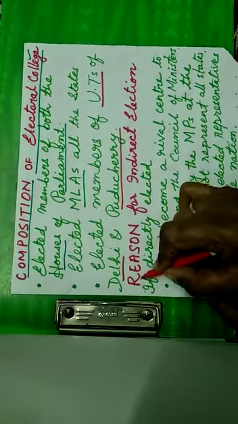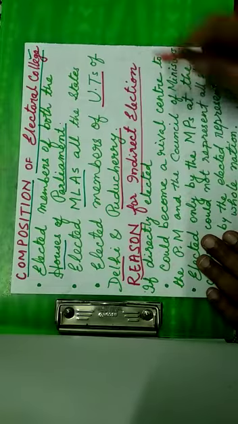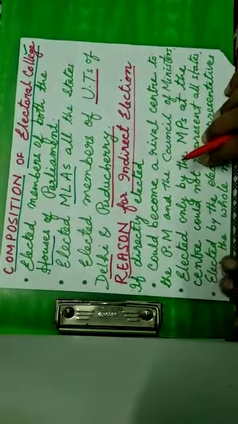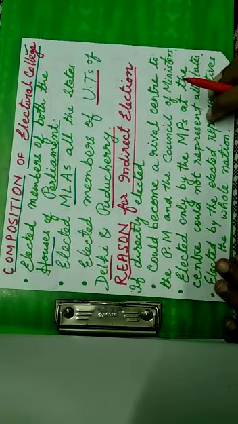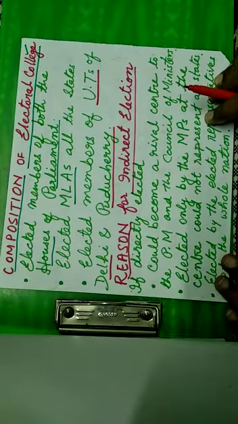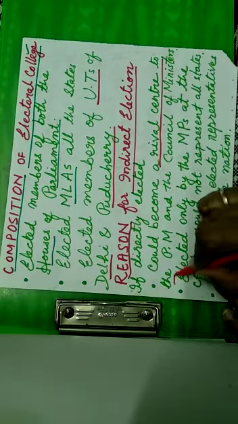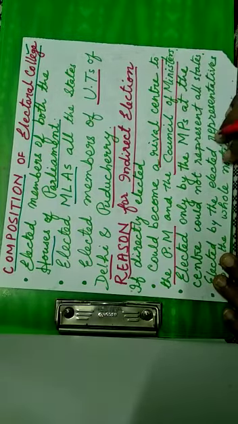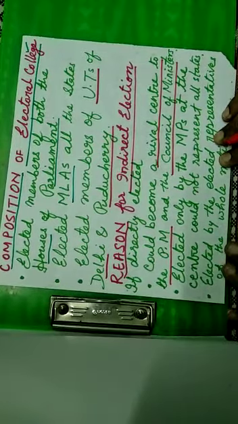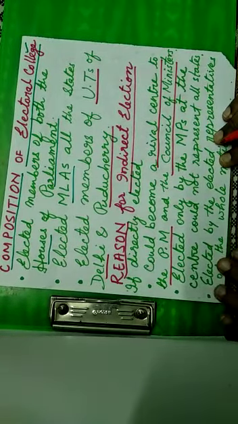The next we shall learn is the reason behind the indirect election. The President of India is elected by the indirect method of election. Why is she or he elected indirectly? There is a reason. In India, we follow the parliamentary form of government where all powers of the government are vested in the hands of the Prime Minister. If the President is elected directly, he would have become the rival center to the Prime Minister and the Council of Ministers. The President would have demanded more power than what he has.